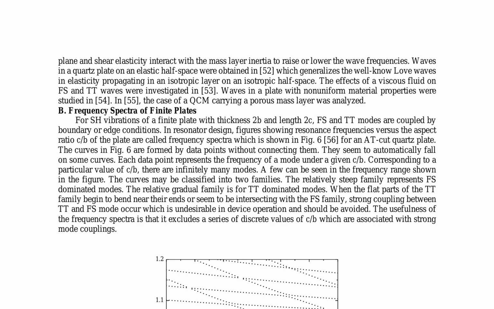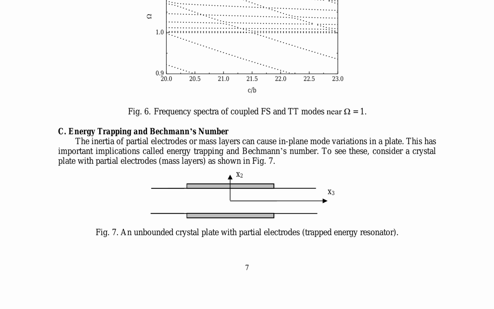For SH vibrations of a finite plate, FS and TT modes are coupled by boundary or edge conditions, leading to frequency spectra. Figure 6 displays the frequency spectra of an AT-cut quartz plate, where data points representing mode frequencies under various aspect ratios C, B form curves that can be classified into two families: FS-dominated modes with steep curves and TT-dominated modes with gradual curves. The intersection of these curves indicates strong coupling between TT and FS modes, which is undesirable in device operation. The frequency spectra are useful for excluding discrete values of C, B associated with strong mode couplings.